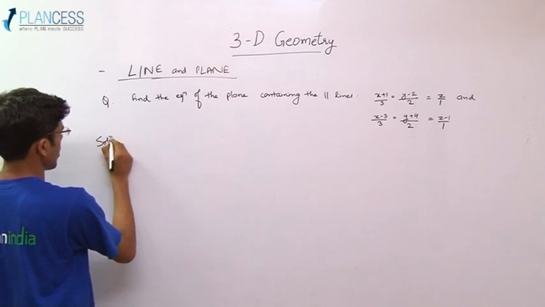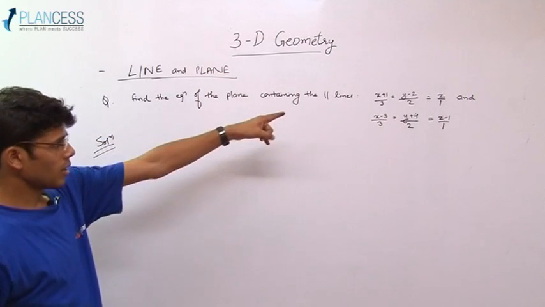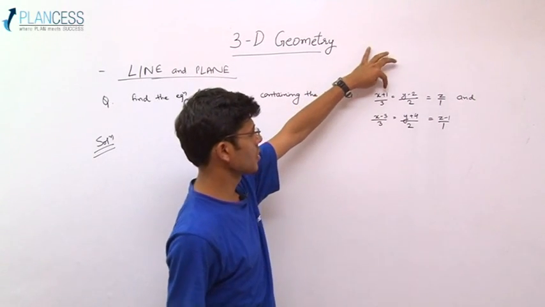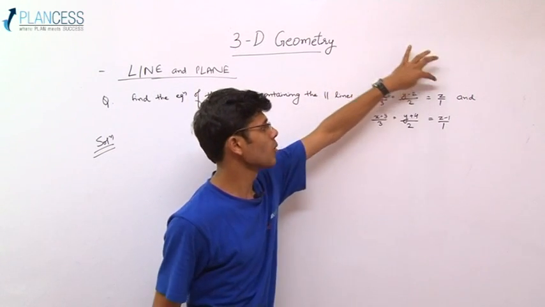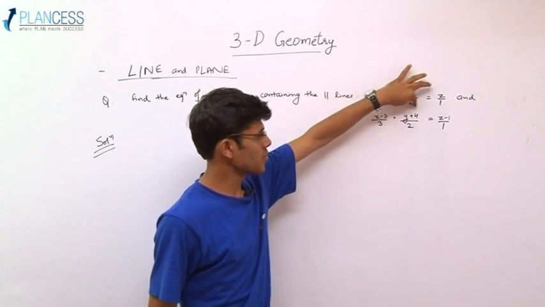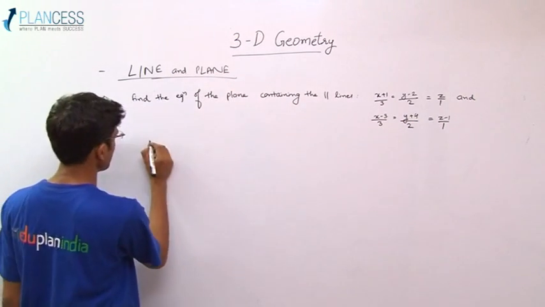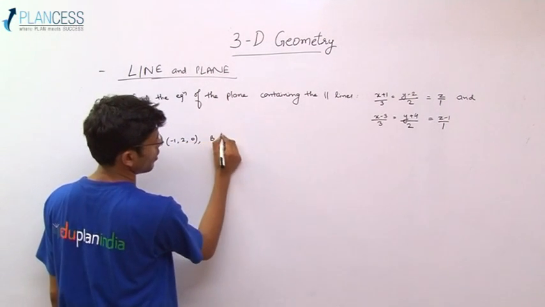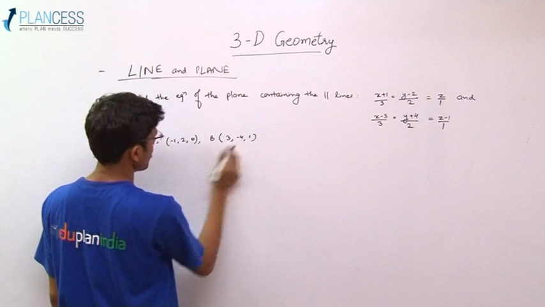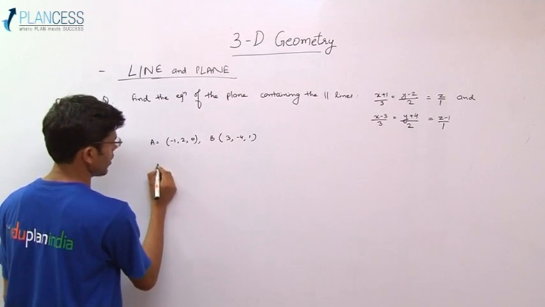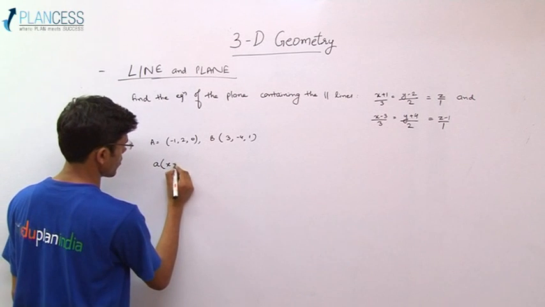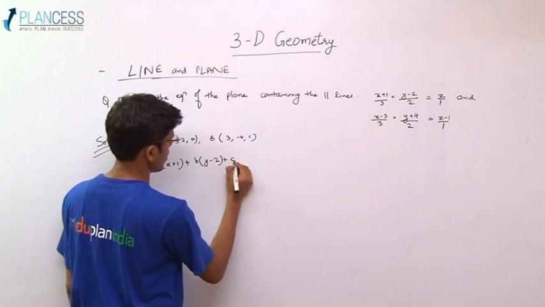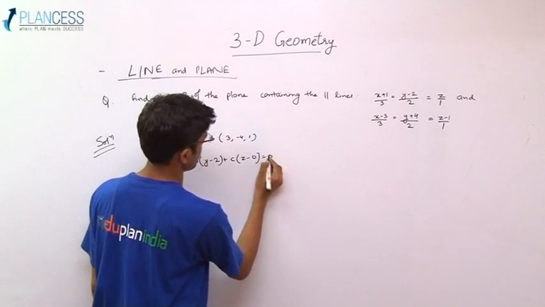We will use the above mentioned analogy that since the plane passes through these two lines, the plane contains these 2 points. The first point is minus 1, 2, 0 and the second point is 3, minus 4, 1. So the plane contains these 2 points. The equation of the plane can be written as a(x minus x1) plus b(y minus y1) plus c(z minus z1) is equal to 0.